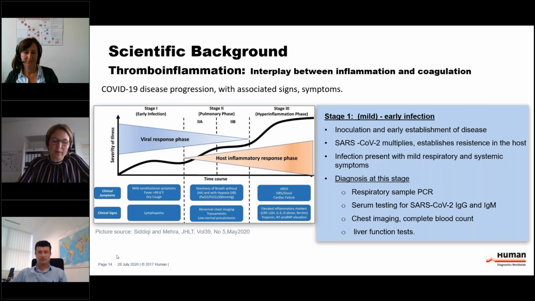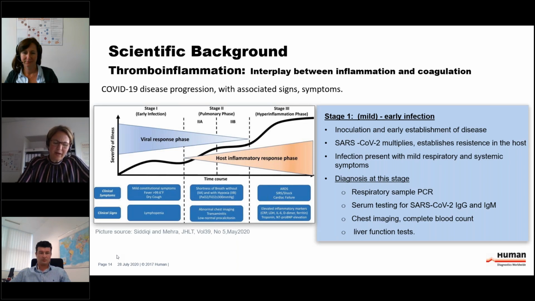Let's begin with stage 1, a mild early infection. The initial stage occurs at the time of inoculation and early establishment of the disease. For most people, this involves an incubation period associated with mild and often non-specific symptoms, such as feeling ill, fever, and a dry cough. During this period, SARS-CoV-2 multiplies and establishes residence in the host, primarily focusing on the respiratory system.